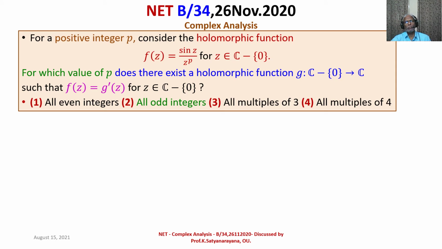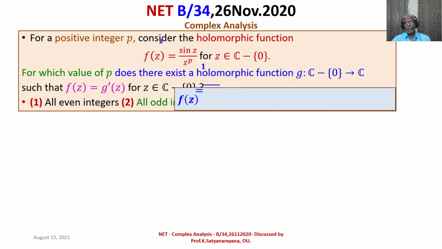So that is the question. We bring forward what is f of z from the last slide. F of z is equal to 1 by z to the power of p minus 1, minus 1 by 3 factorial z to the power of p minus 3, plus 1 by 5 factorial z to the power of p minus 5, minus 1 by 7 factorial z to the power of p minus 7, plus so on and so forth.